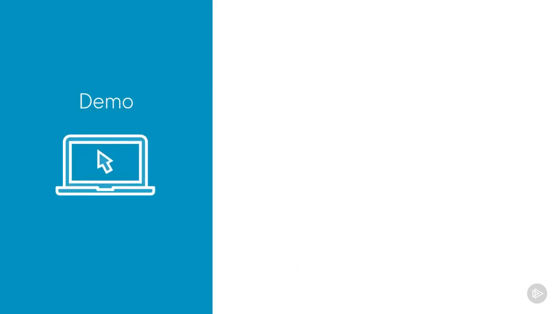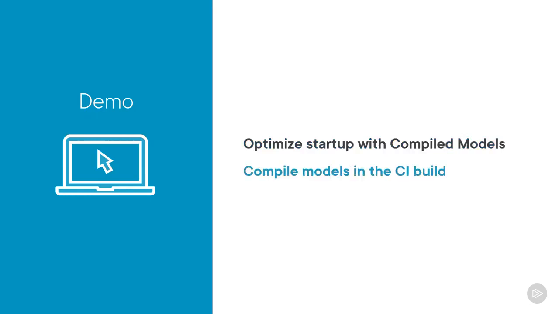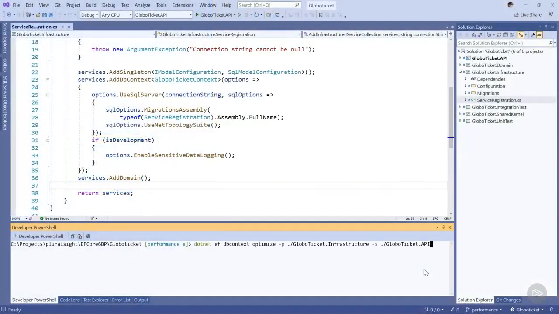EF Core 6 introduces a new tool for improving runtime performance, specifically at startup. Compiled models reduce the time to first query. Rather than performing reflection and fluent configuration to understand the model at runtime, EF Core 6 can precompile it for faster initial load. Carlos will compile the model in continuous integration for downstream deployments. We saw Carlos set up CI previously, when he built the migration bundle into a Docker image. To compile the model, run dotnet ef dbcontext optimize.